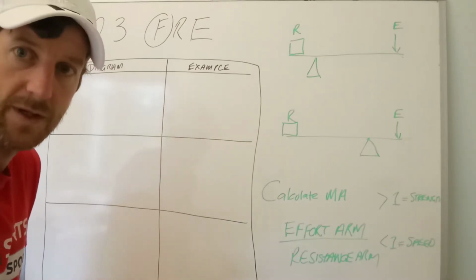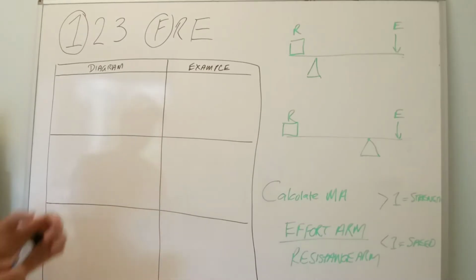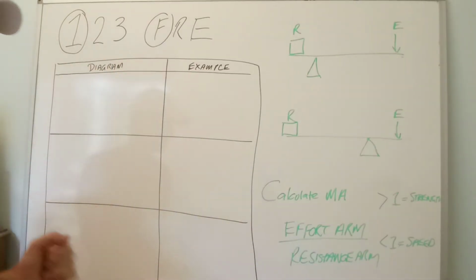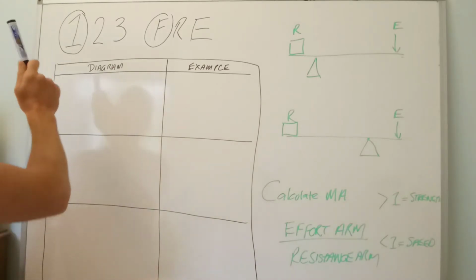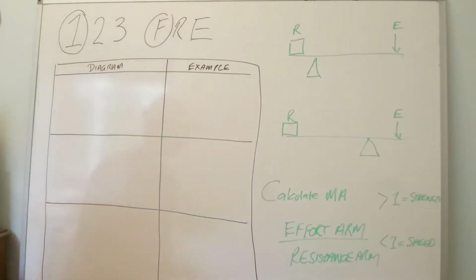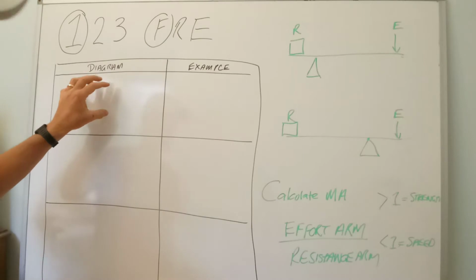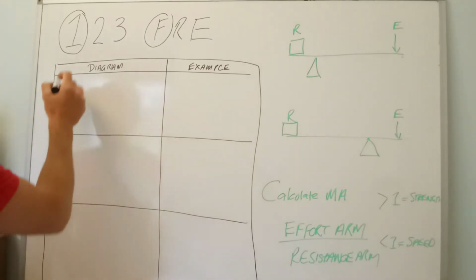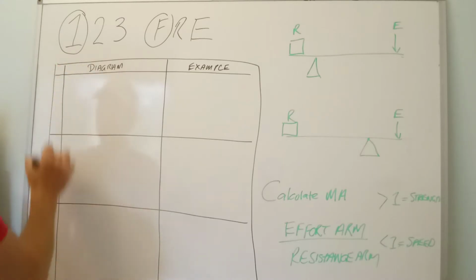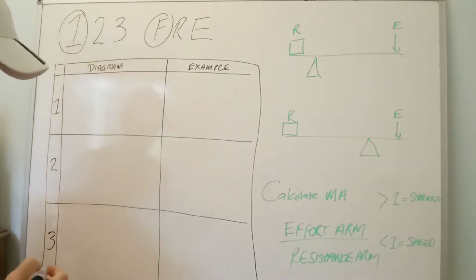and then straight after that you're going to have an assessment. Okay, so just to remind you, there's a lot of memory tools involved in the movement analysis. So just to go over 1, 2, 3 FRE. Now this helps you to remember how to draw the diagram for the different class levers. You've got class 1, class 2 and class 3 lever systems.